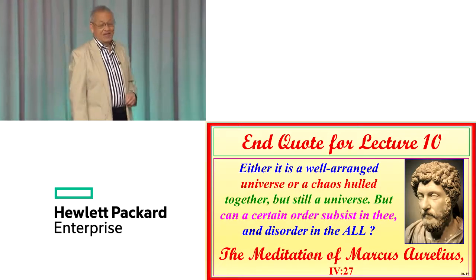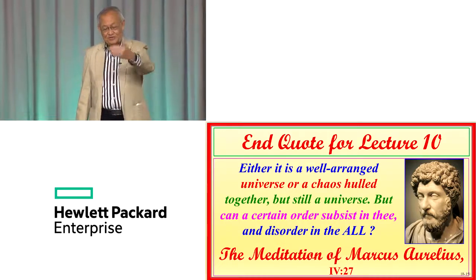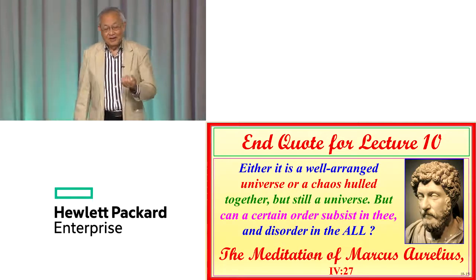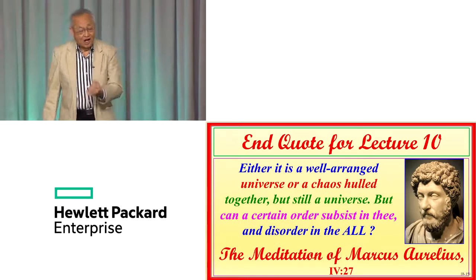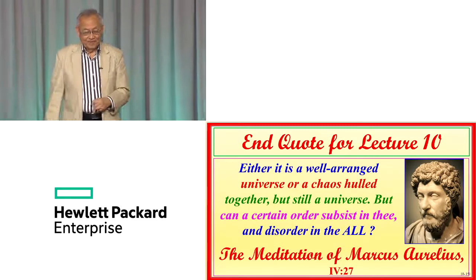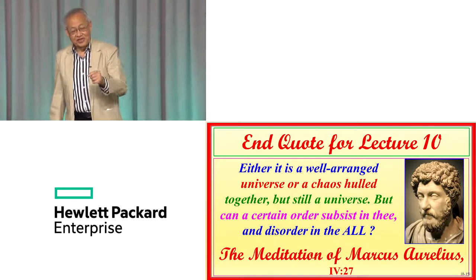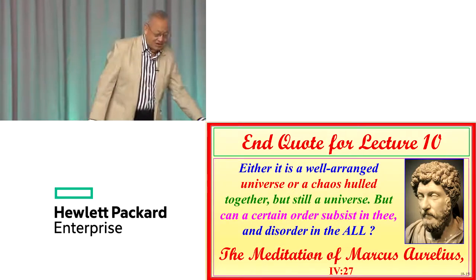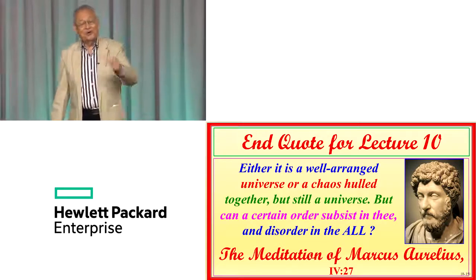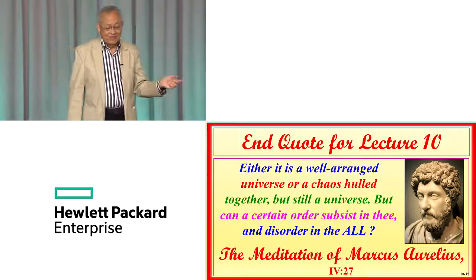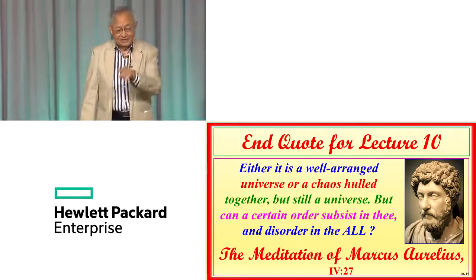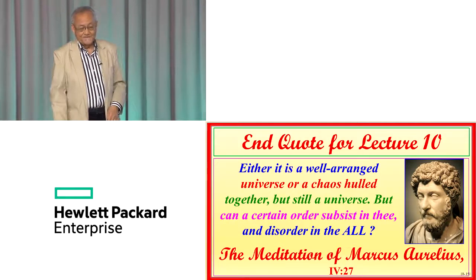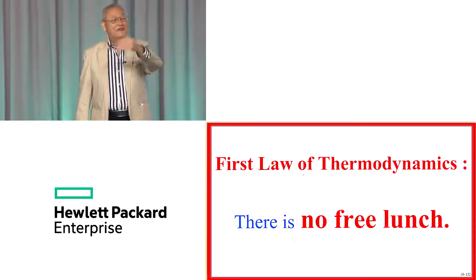Oh, by the way, the end code for today: I always like to go back to my old Roman classics, and this very well summarizes what I've been talking about so far. Marcus Aurelius says: either it is a well-arranged universe or chaos hauled together, but still a universe. But can a certain order subsist in thee, and disorder in the all? Think about it, it's very deep stuff. And throughout this book, you can see Schrodinger keep talking about order from disorder, but he also said order from order. He may not have read Marcus Aurelius, but Schrodinger was essentially saying what Marcus Aurelius was saying.